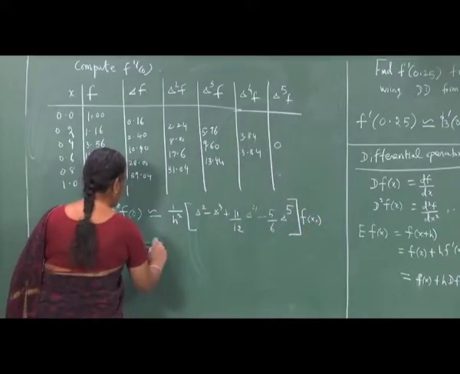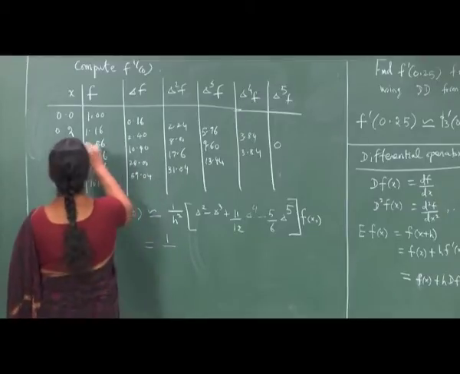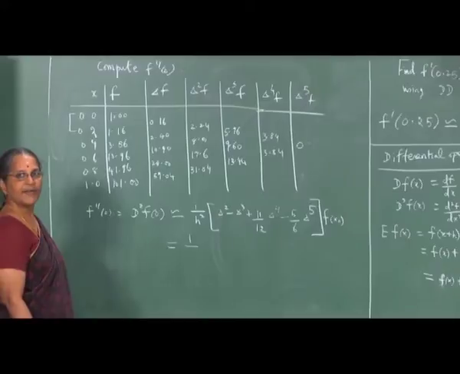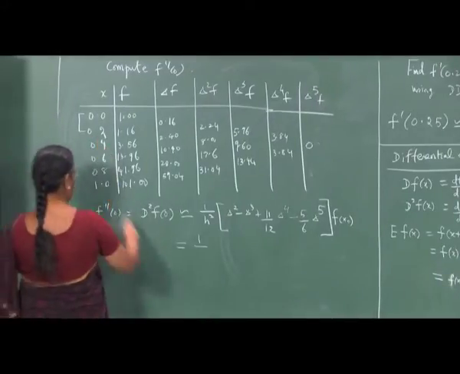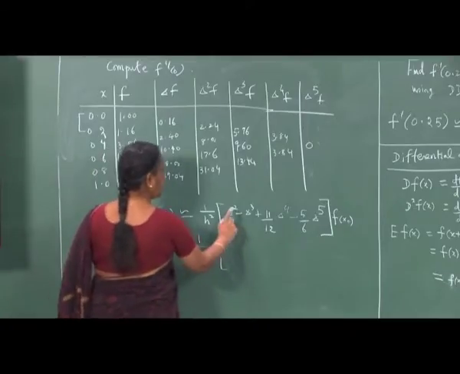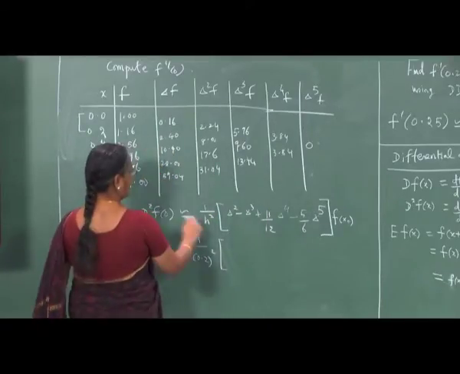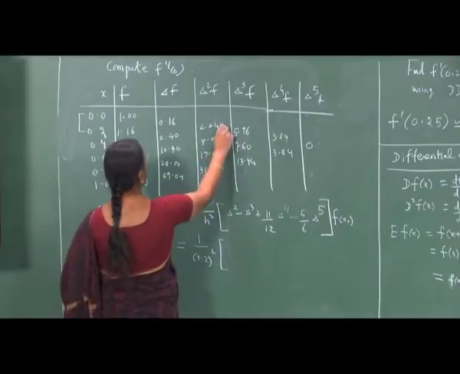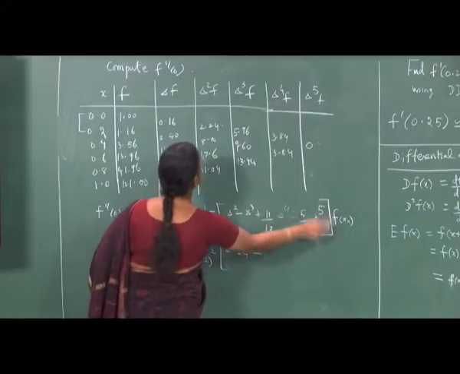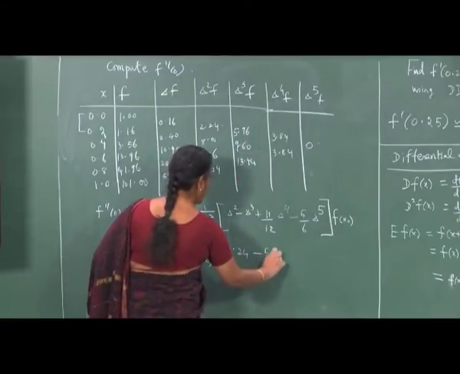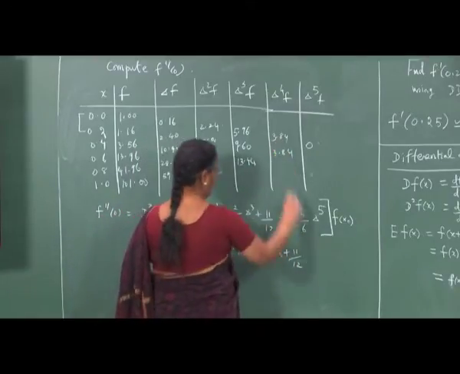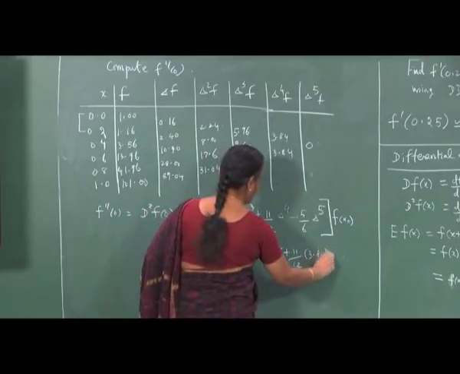So, that will be 1/h². What is h? The difference between any two successive nodes, namely 0.2. So, 1/(0.2)² into Δ²f(x₀). So, it starts with Δ²f(x₀), which is 2.24, minus Δ³f(x₀), so 5.76, plus 11/12 Δ⁴f(x₀), into 3.84.